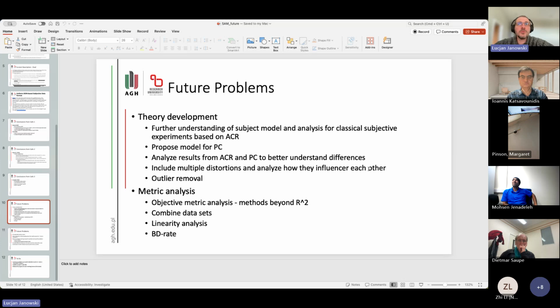And multiple distortions. So we are now mostly using data sets that have a single distortion, like only compression or compression and scaling. Those are kind of close.